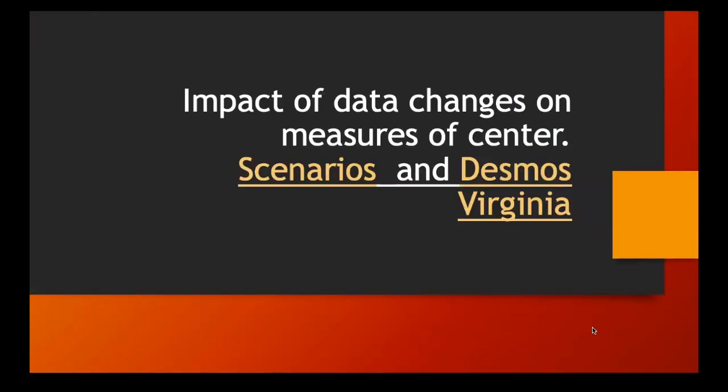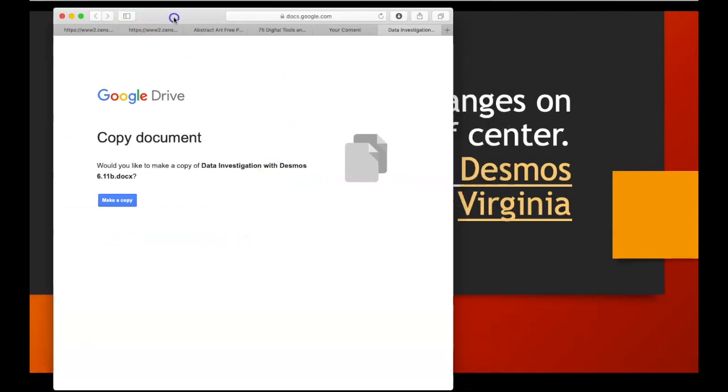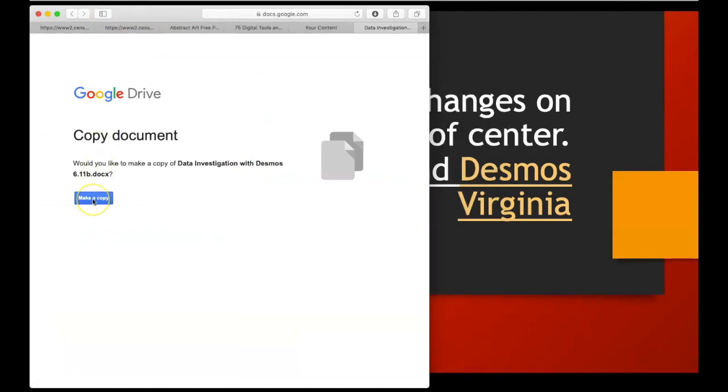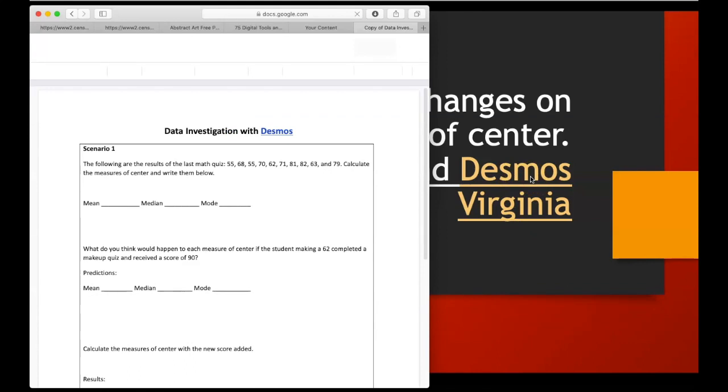So the impact of data changes on measures of center, and we're going to do some scenarios. And again, we're going to use our Desmos Virginia online application. So I'm going to go ahead and click here. Once you click there, you're going to see it says make a copy. This will be linked in your learning plan for today, so no worries. I just want to do the first two questions together, and then you will do independently numbers 3, 4, and 5.